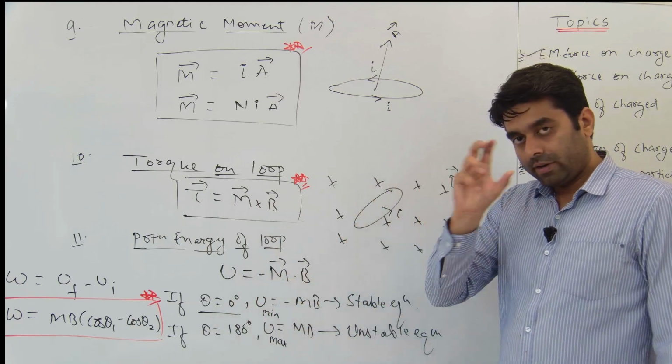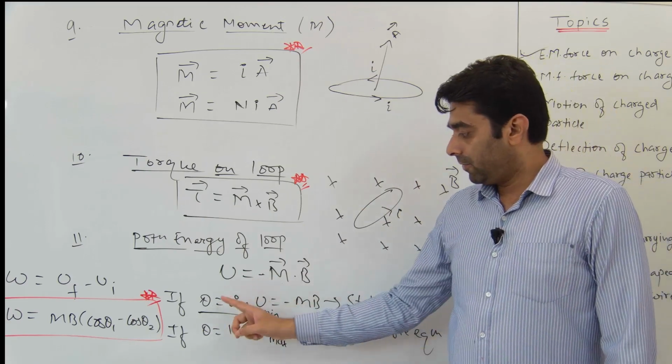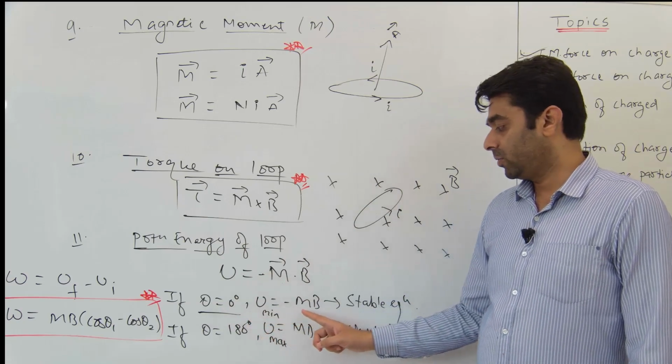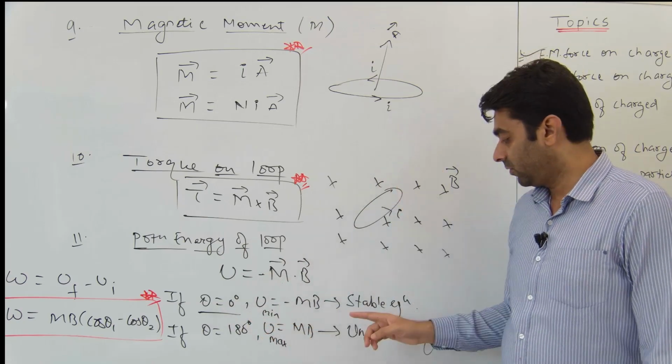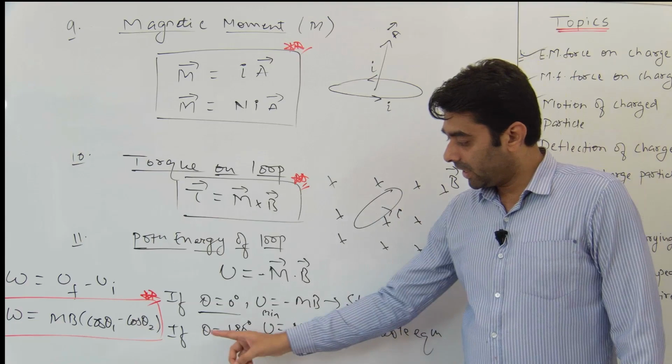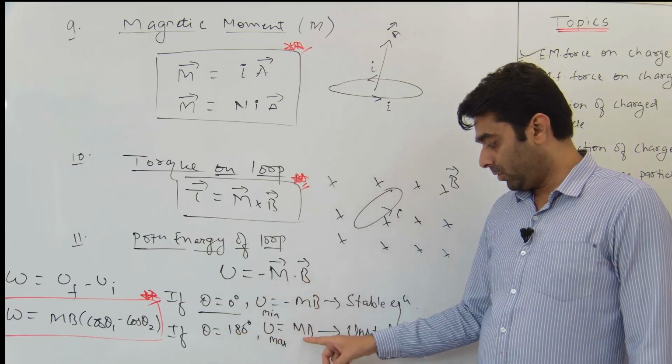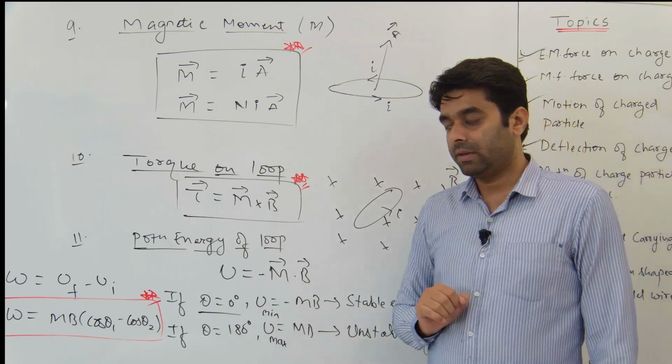Next, over here there are certain points we should be careful with. If your loop is placed such that the angle between M and B is 0, that implies your potential energy will be minimum. That is the condition for stable equilibrium. If theta is 180 degrees, then your potential energy will be maximum, MB. That implies this is the condition of unstable equilibrium.